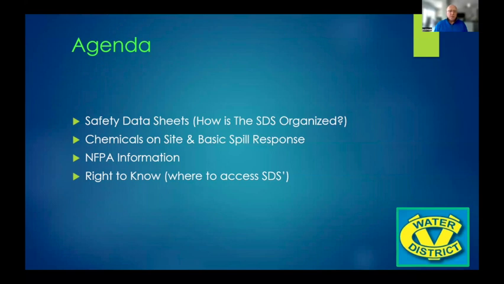So we'll go over safety data sheets. We'll talk about the chemicals on site, and we're going to be going over basic spill response, very basic information. We'll talk about NFPA, National Fire Protection Association, what that's all about, and right to know. You have the ability to access these SDSs to get information to protect you and the environment. If you want to get that information, I'm going to show you how to go about getting that. Again, if you have any questions, feel free to reach out to me or your supervisor.